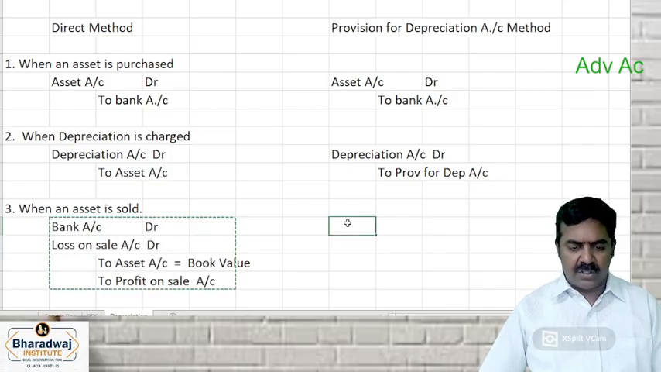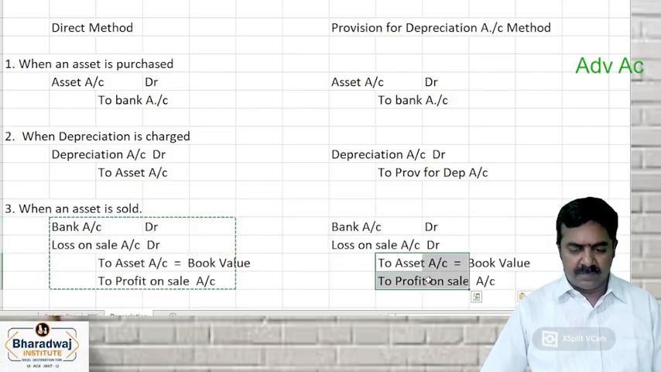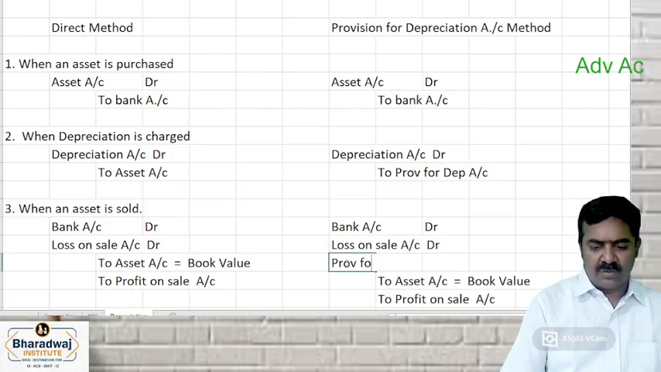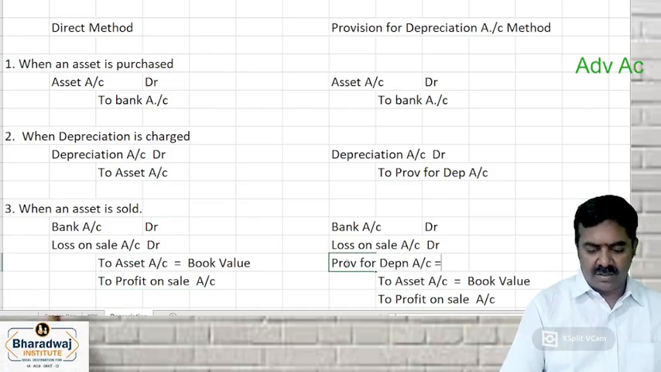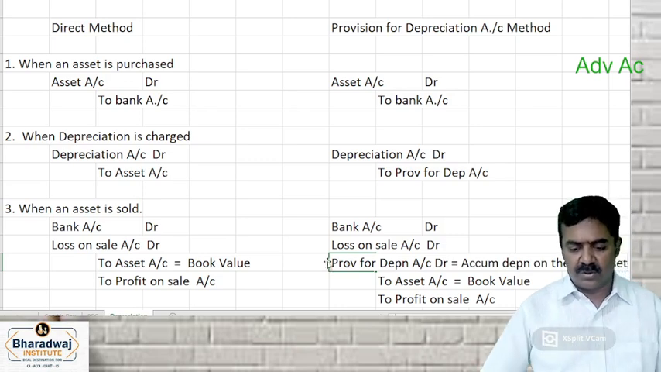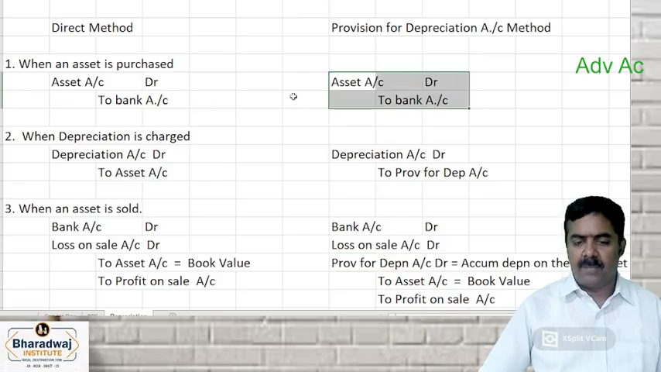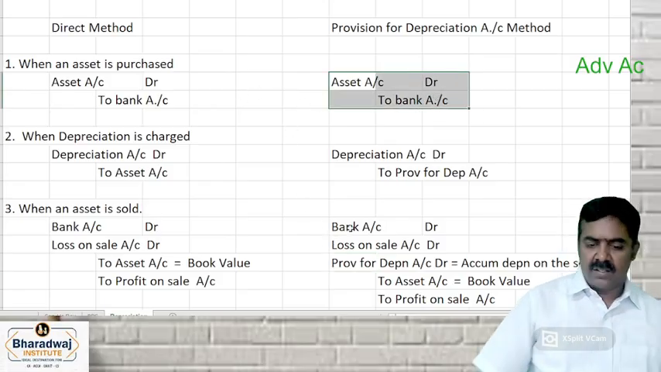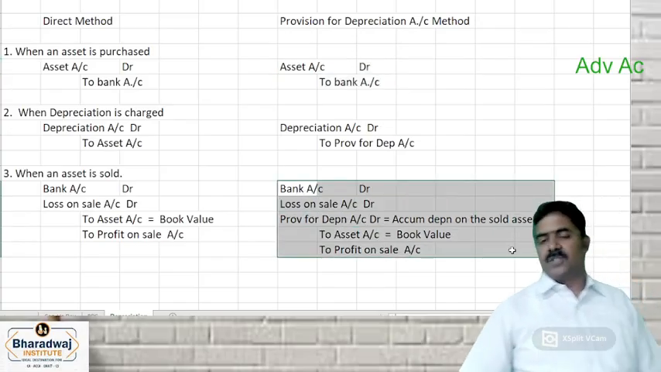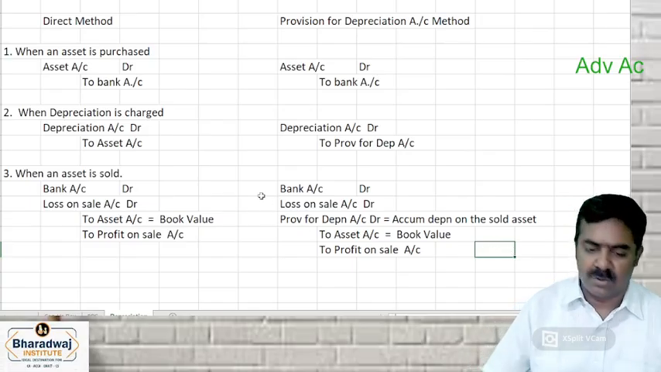Here, under the provision for depreciation account method, what we have to do? We have to close provision for depreciation account, that is accumulated depreciation on the sold asset. We have to close that also. Because asset will keep appearing at what price? Cost price. When you sell the asset, ensure that you close which account? Provision for depreciation account also.